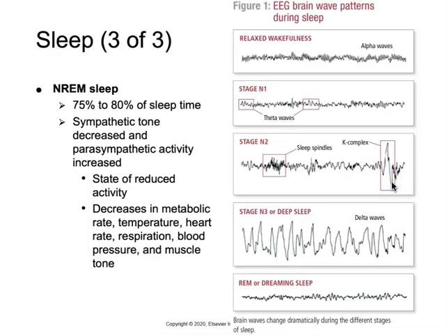Now let's talk about non-REM sleep, or NREM sleep, which makes up about 75 to 80% of our total sleep time, and it's going to be a state of reduced activity. And you can see some of the comparisons here between the different types of sleep. And I want you to note that N1, N2, and N3 is referring to our non-REM sleep. So during this phase, our sympathetic tone is going to decrease while our parasympathetic activity will increase. And this allows our body to rest and recover.